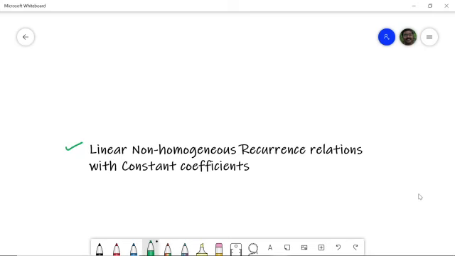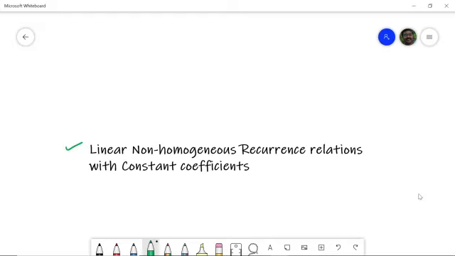Hi, in this session we will be discussing how to solve linear non-homogeneous recurrence relations with constant coefficients. In the previous session we discussed homogeneous recurrence relations. I hope you know what a recurrence relation is and what we mean by a homogeneous recurrence relation.